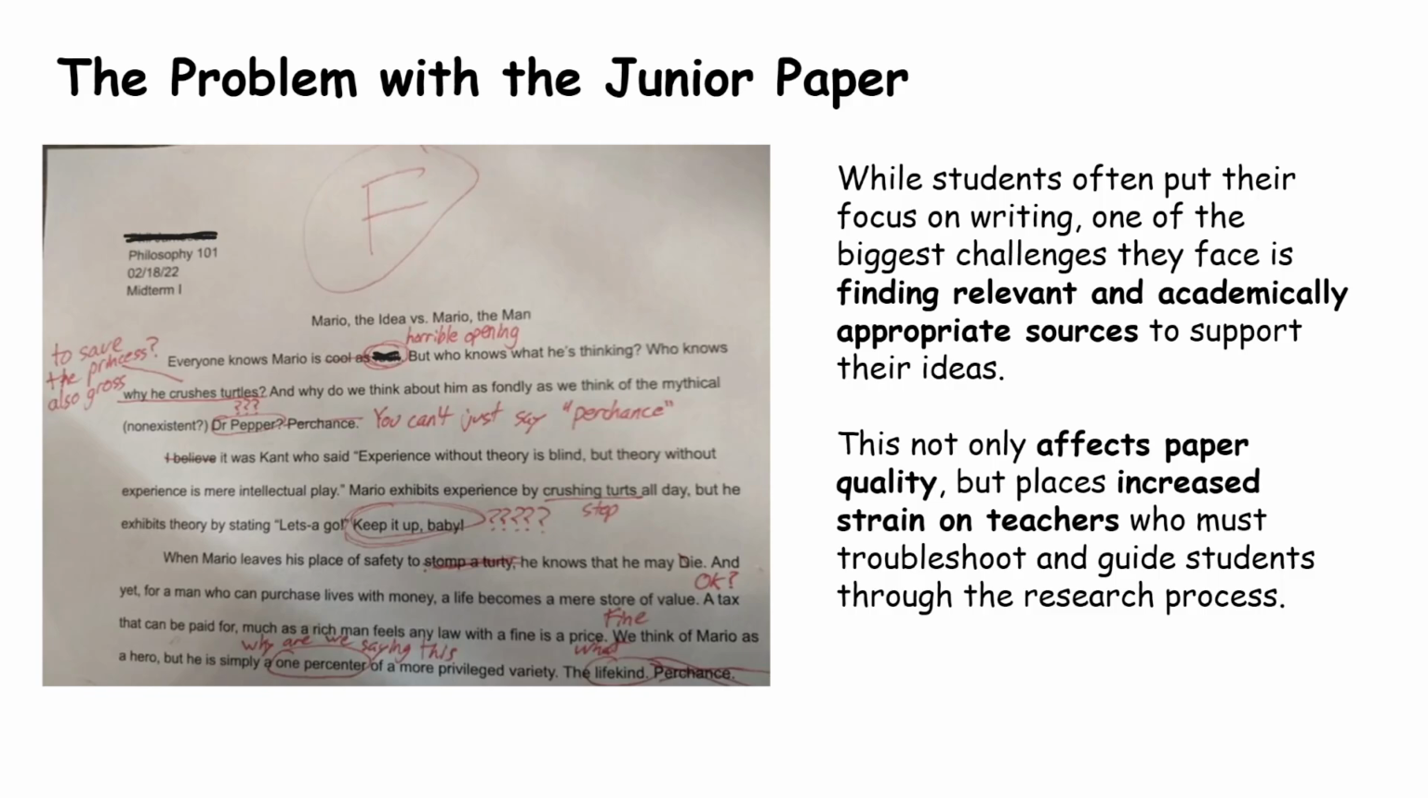While students often put their focus on writing, one of the biggest challenges they face is finding relevant and academically appropriate sources to support their ideas. In the last few years, especially, the papers have come with some terrible sources. They're using AI, they're making things up, they're using Google and Wikipedia only.